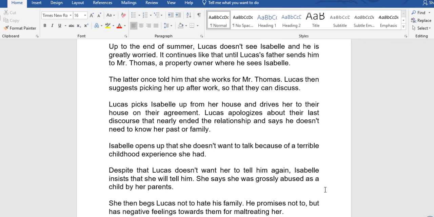Lucas apologizes about their last discourse that nearly ended the relationship and says he doesn't need to know her past or family. Lucas is trying to avoid anything that can cause a problem between the two of them. That's why he's saying that here. Isabel opens up that she doesn't want to talk because of a terrible childhood experience she had.